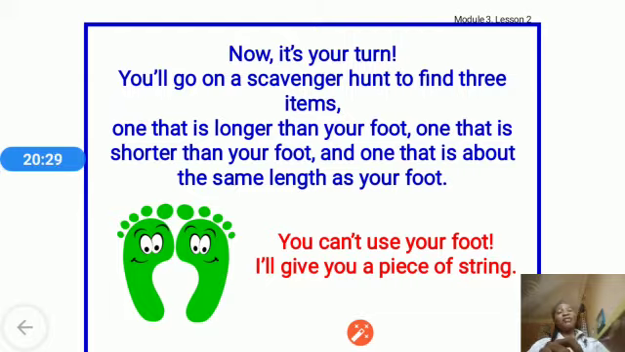Right. So if I'm using my string, I want to compare my string to my foot. Of course, you know the string is shorter than my foot. Now I want to hear you say that. Compare your items to your foot. And also compare it to your string. Nice one.